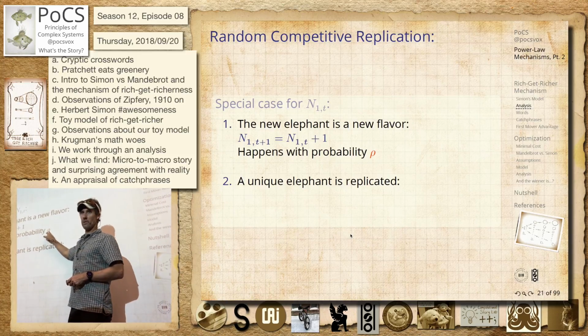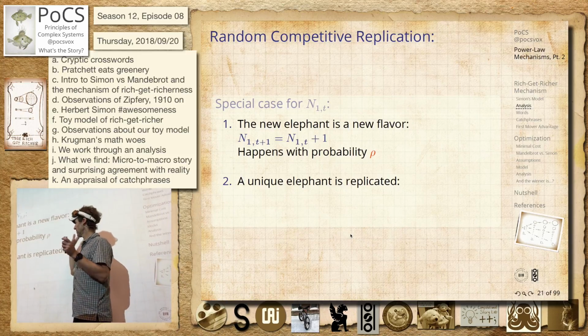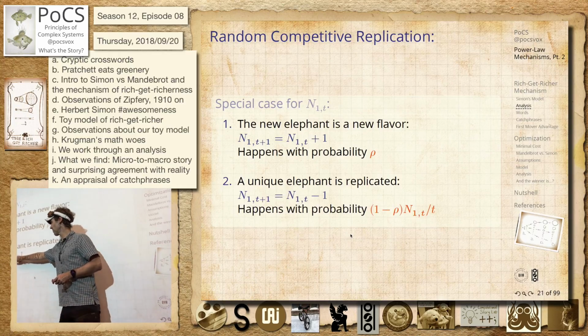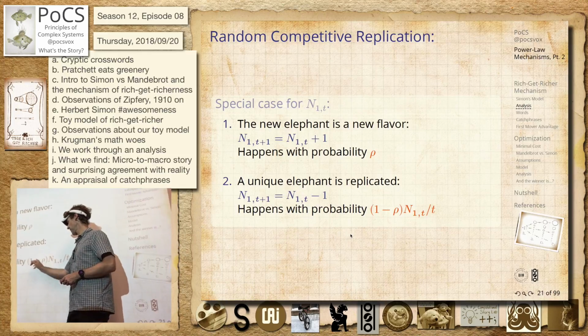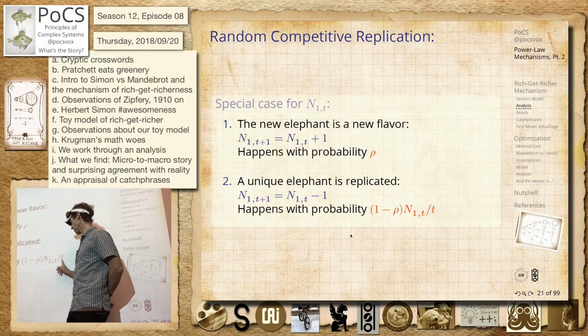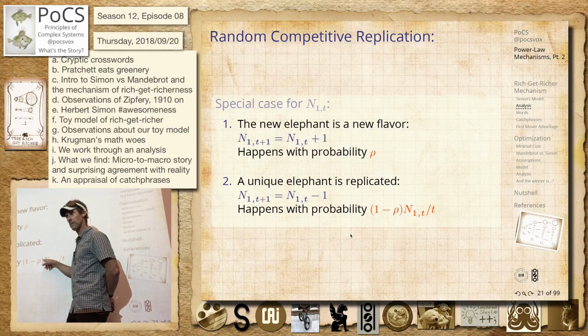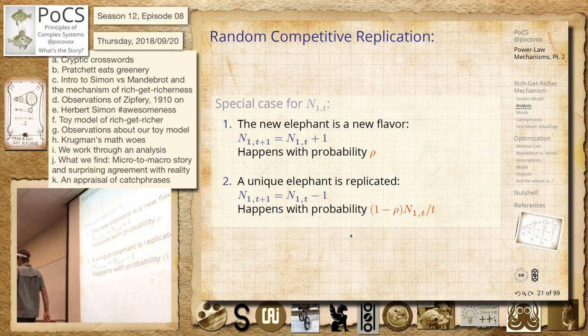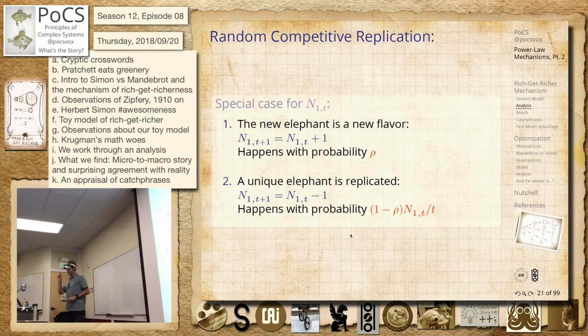And that just happens with probability rho. Or it could be a unique elephant is replicated, so we lose one of our groups of size 1. And that's more like what we had before. This is probability 1 minus rho that we're doing replication. And then we had to have chosen an elephant that is in a group of size 1. So that's the number of groups of size 1. There's really a 1 here. It's 1 times this. Usually we had k times n_k. So it's 1 times this divided by t. So we just have a little bit of accounting at the low end.